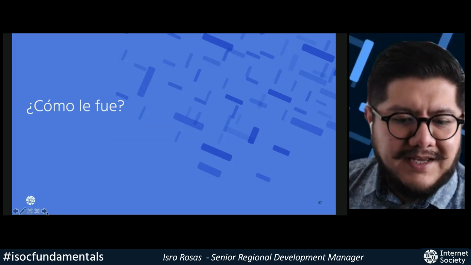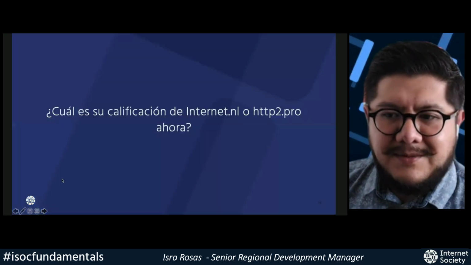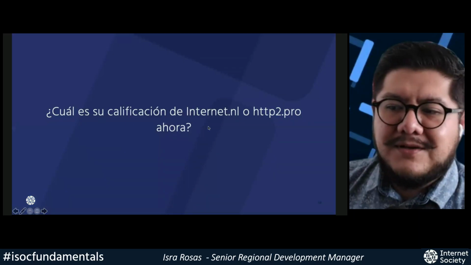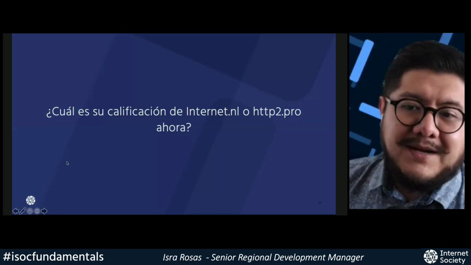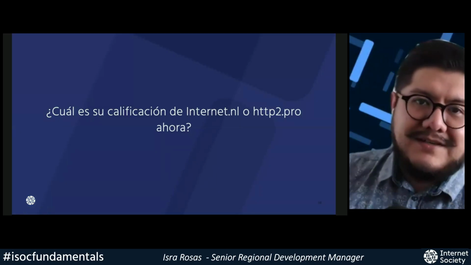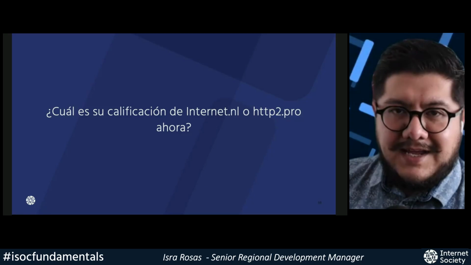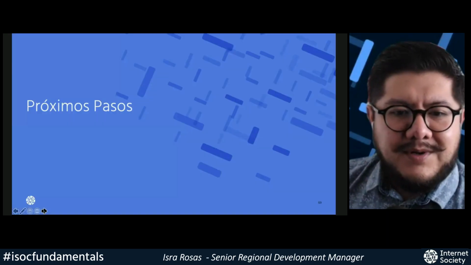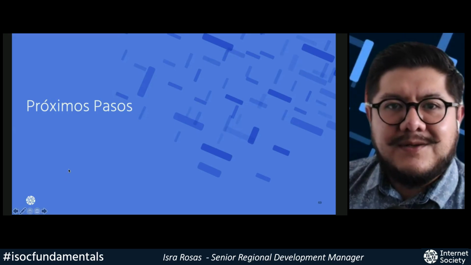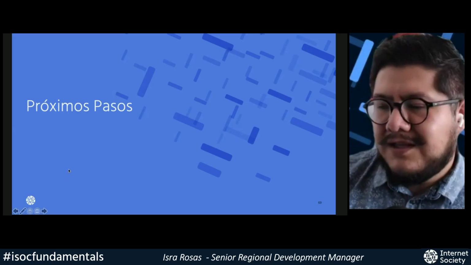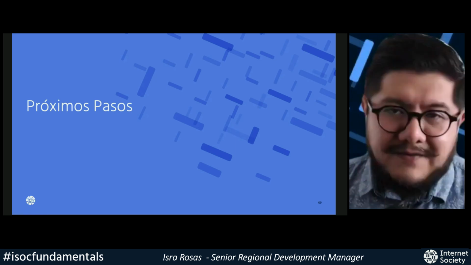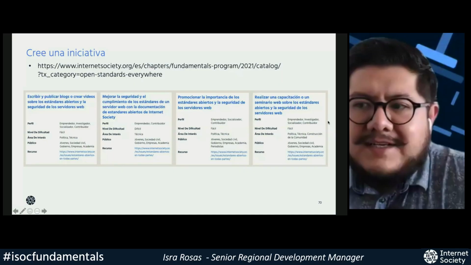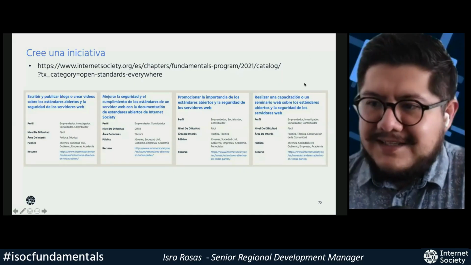So now let us move to the end. The first thing that we would like to know is how you did with your own website, with the score you got in internet.nl or http2.pro. And what we want is that once you have carried out these configurations, your initial score will substantially improve. We have actually had multiple success stories in our community. The India chapter got a perfect score after implementing many of these changes last year.